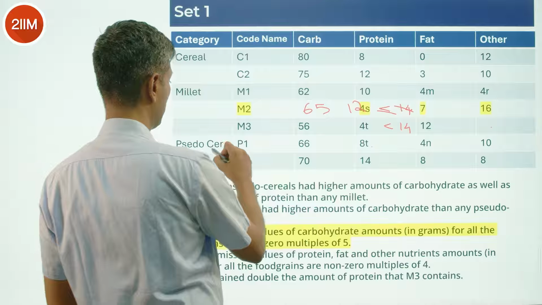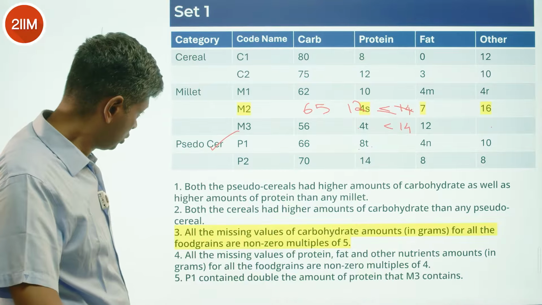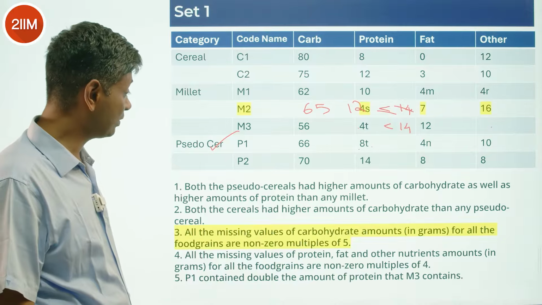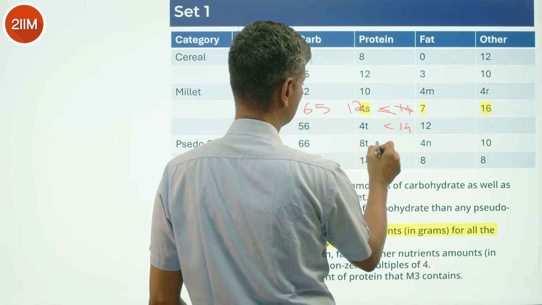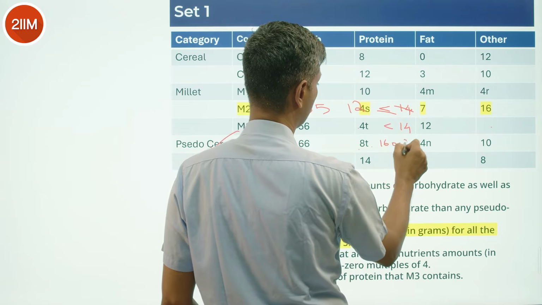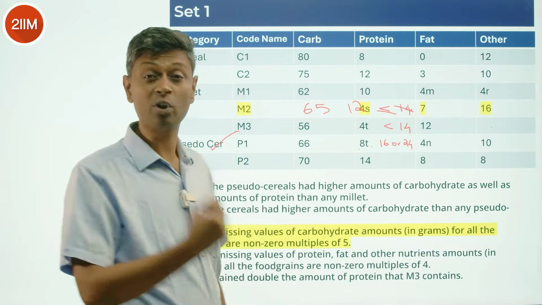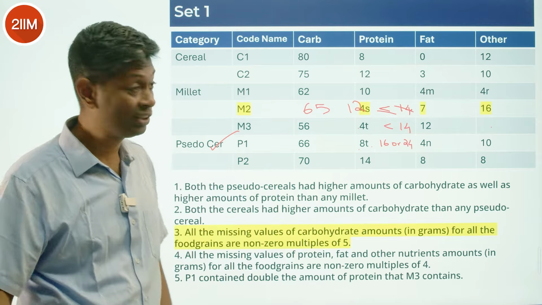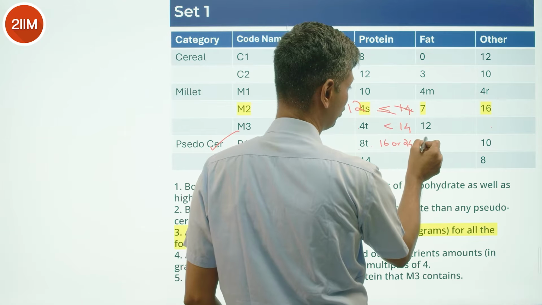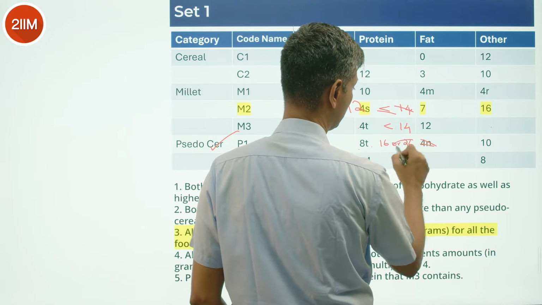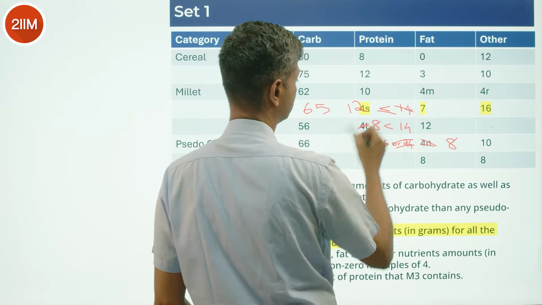Let's attack P1 next, because if we get this, we can get this. And the pseudo cereals had higher amounts of carbohydrates as well as higher amount of proteins than any millet. So this number is greater than 12. So this is either 16 or 24. 66 plus 10 is 76. 76 plus 24 will become 100. We know that each of these are non-zero multiples of 4. So this one cannot be 0. So this is 16, this is 8. This is 16, this is 8.